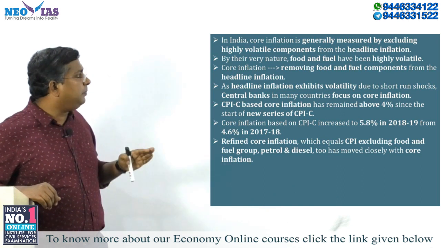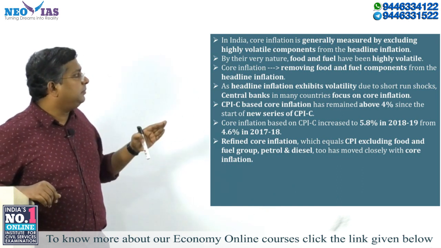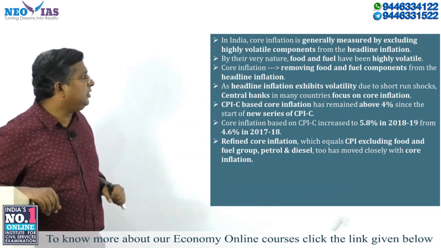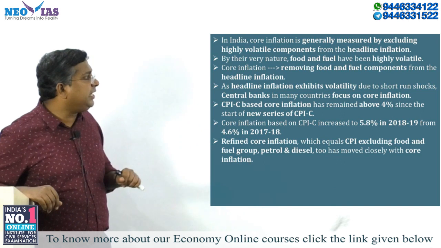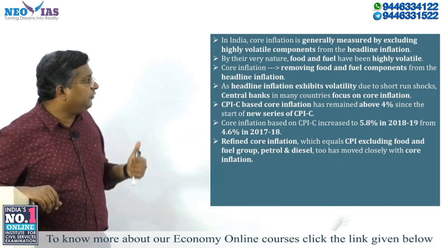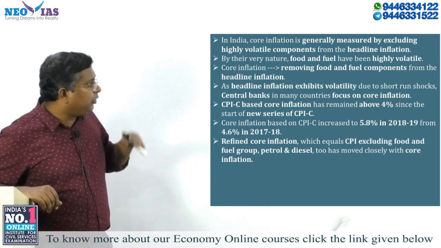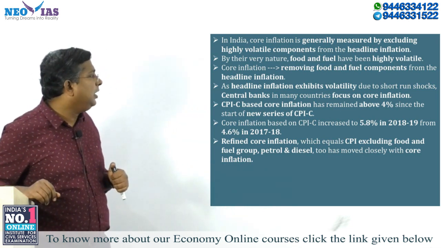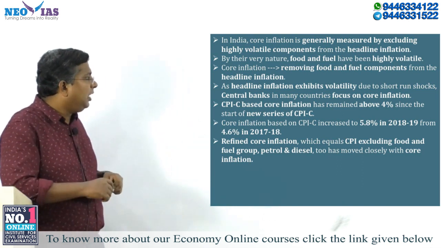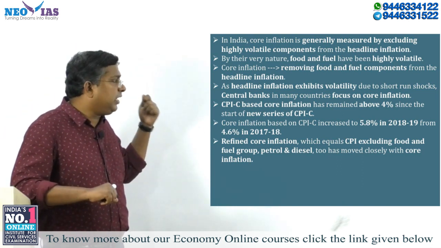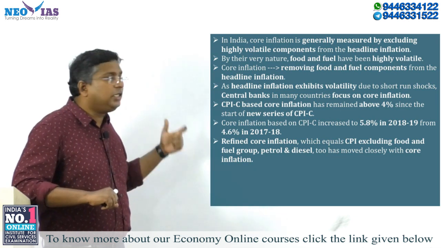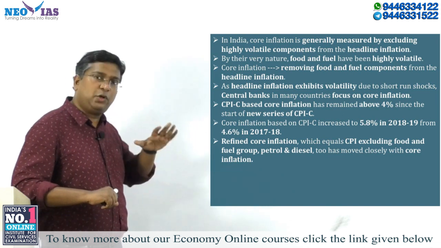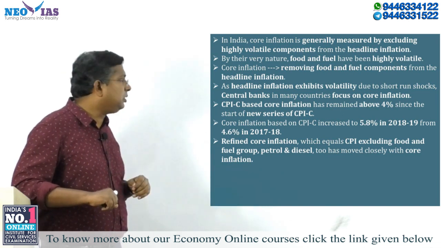In the case of India, highly volatile components are excluded from the headline inflation to get core inflation. In India, the most volatile items are food and fuel. So core inflation is calculated after removing the food and fuel components from the headline inflation. Since headline inflation exhibits volatility due to shocks created by food and fuel, most central banks focus on core inflation because that gives a stable inflation outlook.